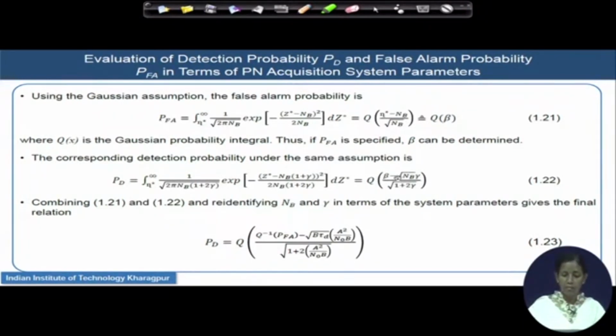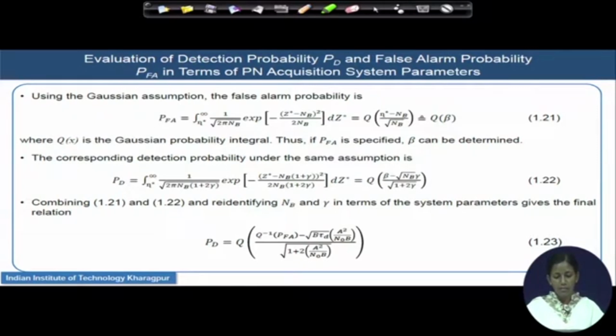Remember, inside the detection probability analysis, not only the gamma, the signal to noise ratio, is involved, but the probability of false alarm section is also involved. So, beta is actually a function of this eta square and the n b. So, the threshold is also coming in addition to the n b and the signal to noise ratio in the expression of the detection probability.